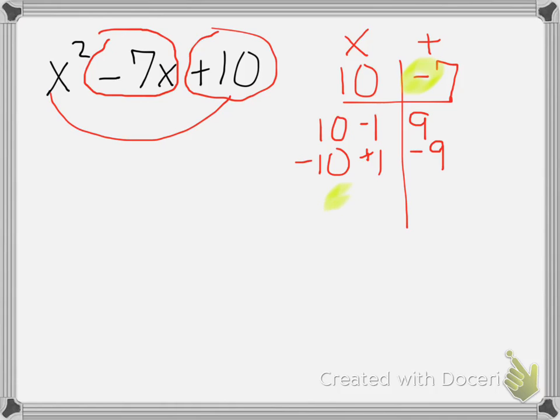So 5 and 2, whoops. So negative 5 and positive 2, or positive 5 and negative 2. So let's look at that. So negative 5 plus 2 is negative 3. And I just screwed this whole video up. Dang it.